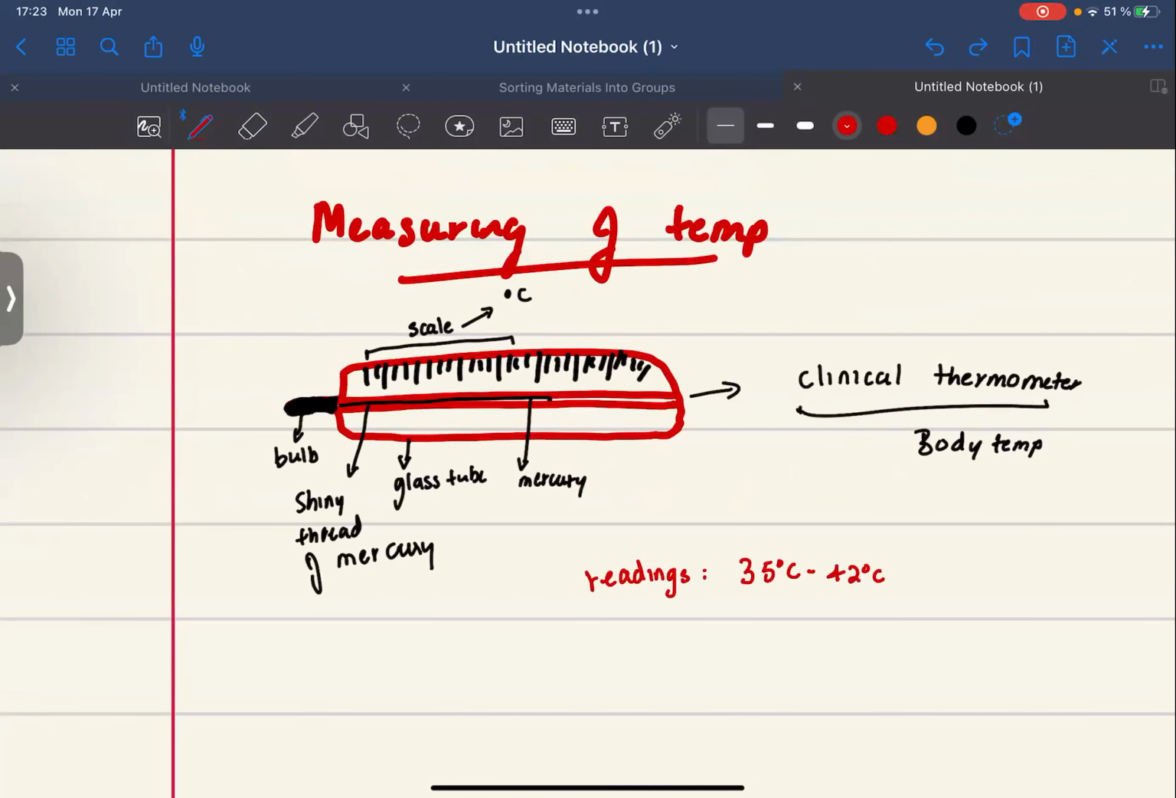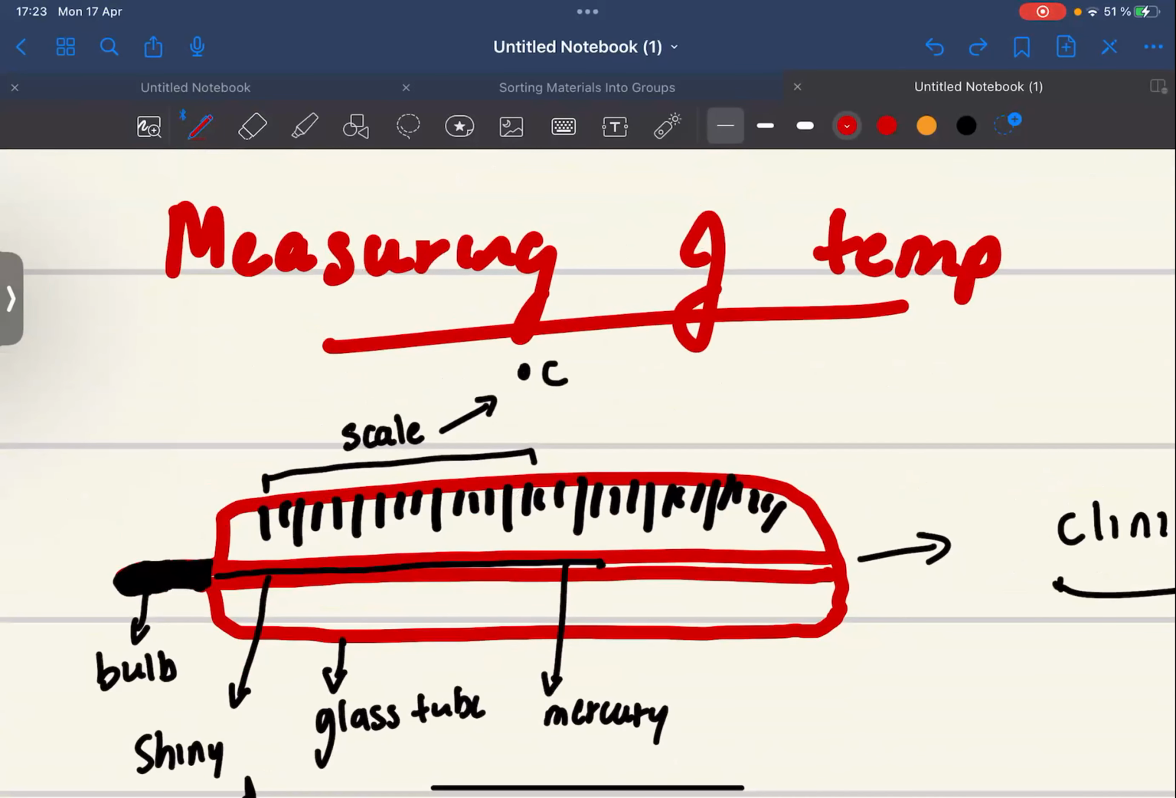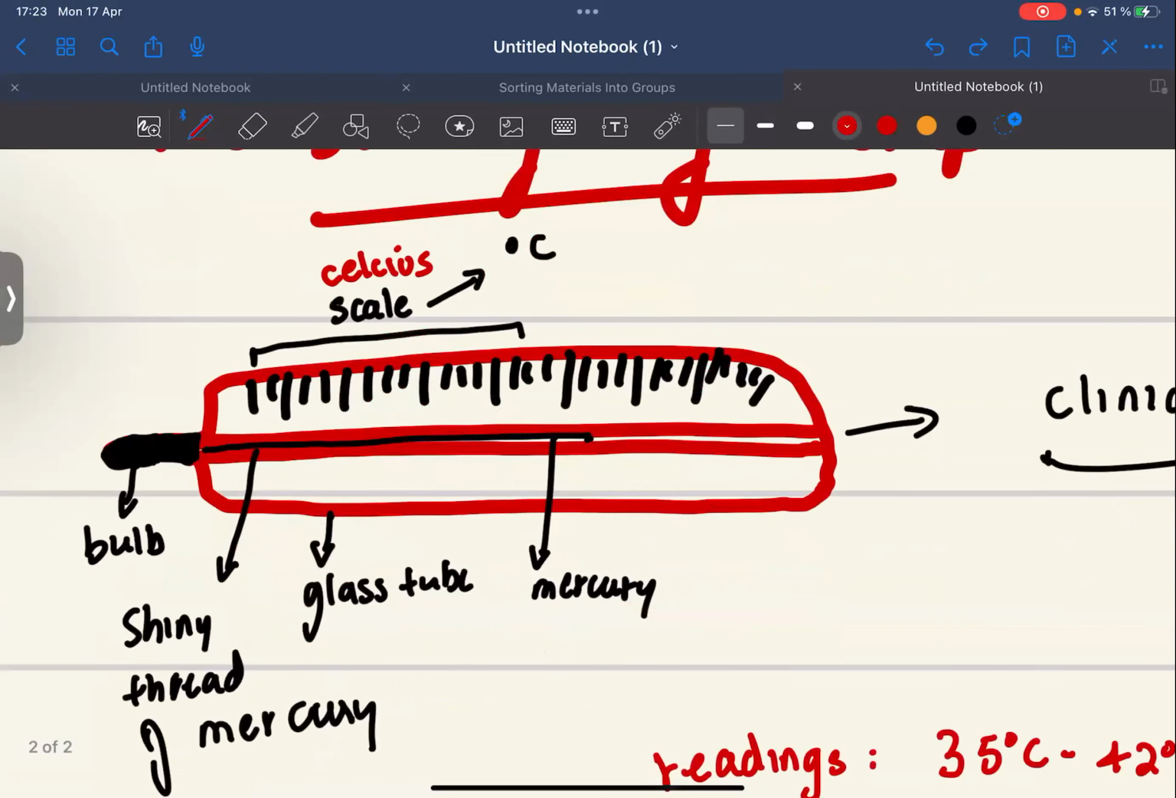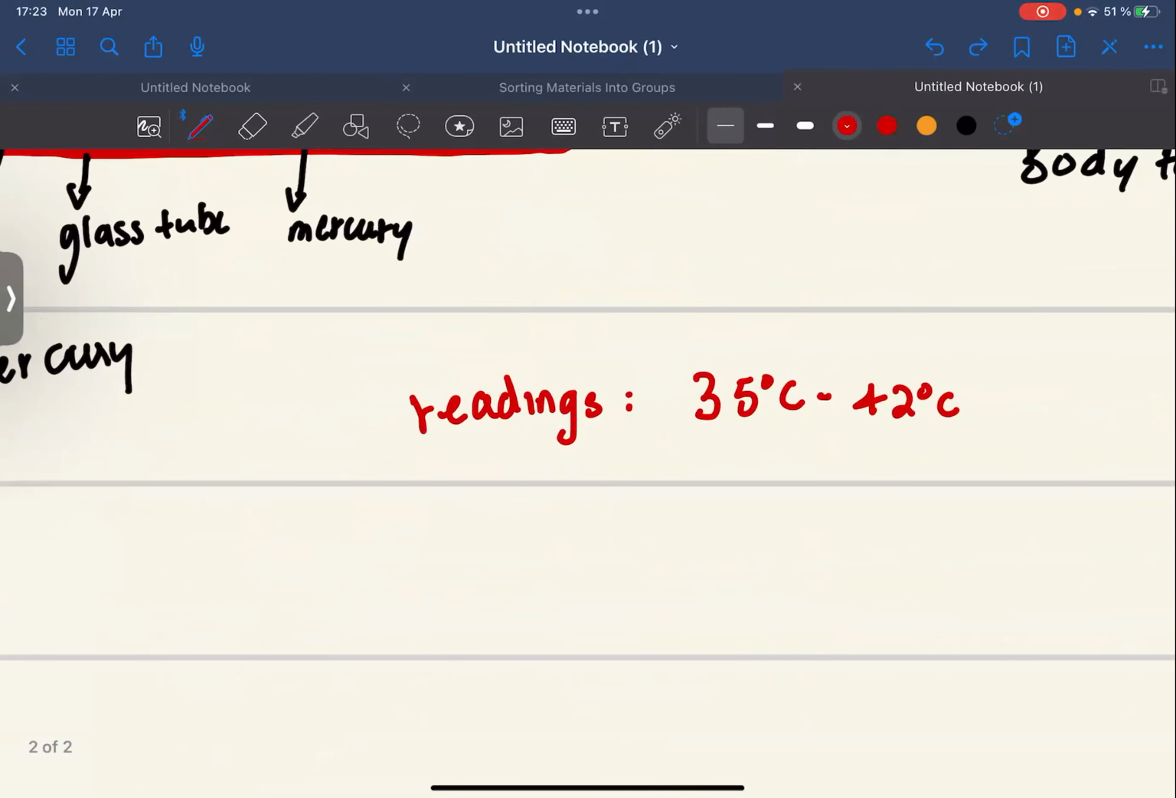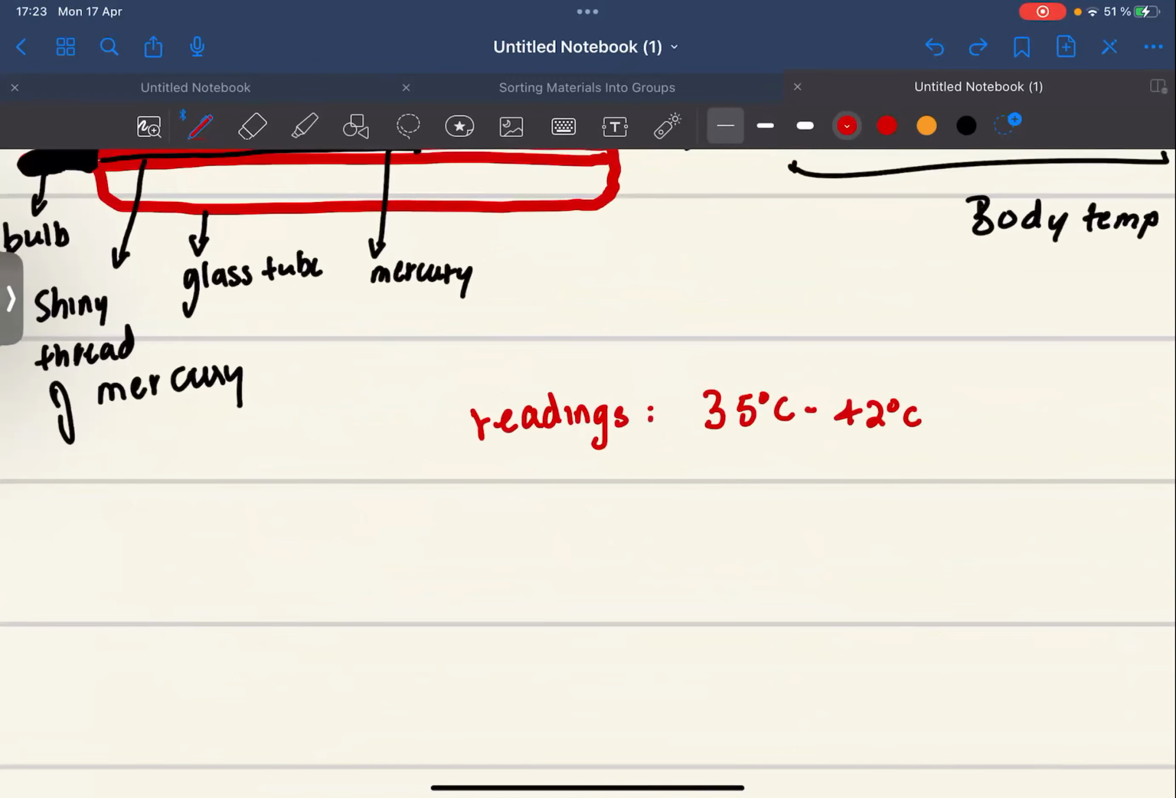So you have different types of scales. This scale is called the Celsius scale because Celsius is what is being measured here. You have the Fahrenheit scale, you have the Kelvin scale, you have different temperature units. But Celsius is the one that we use for body temperature. And the clinical thermometer will range from 35 degrees Celsius to 42 degrees Celsius.